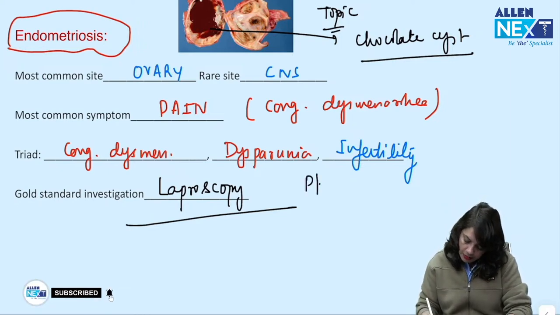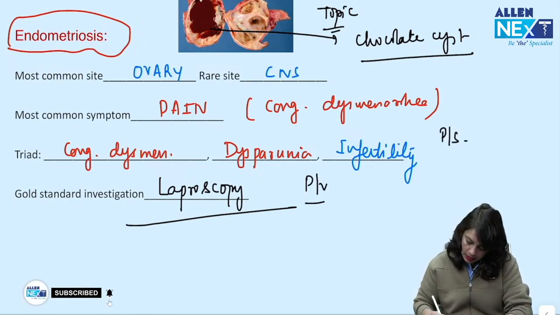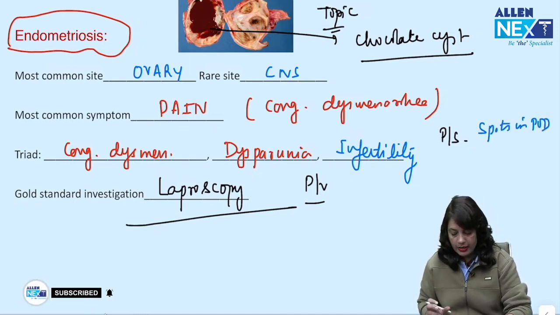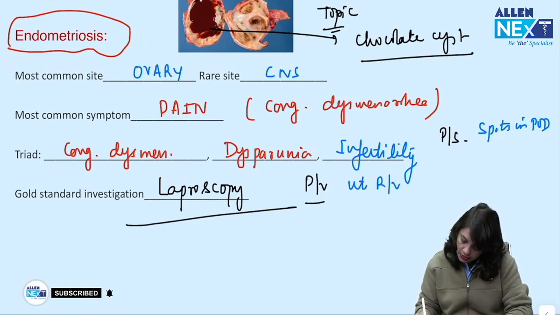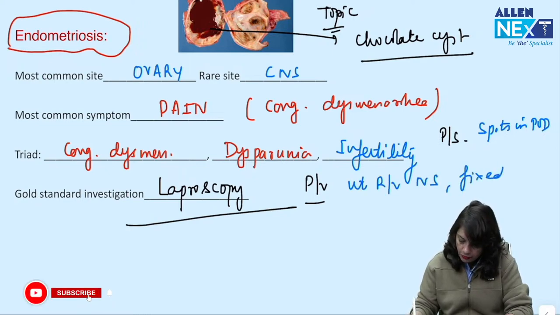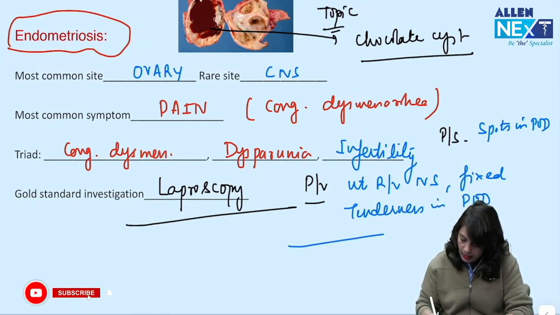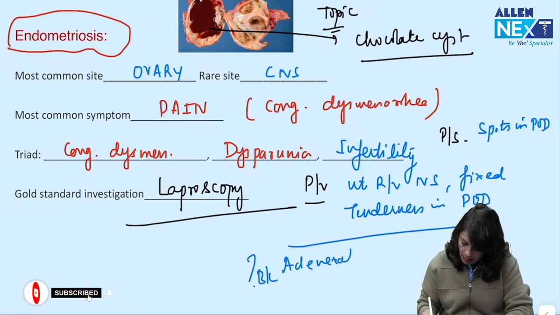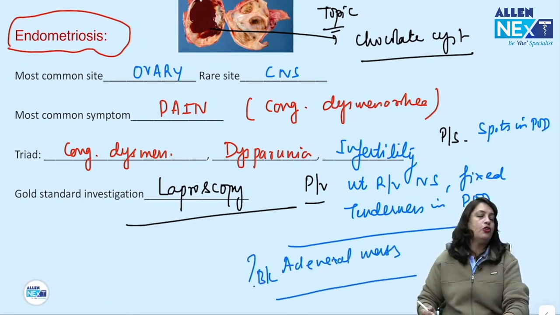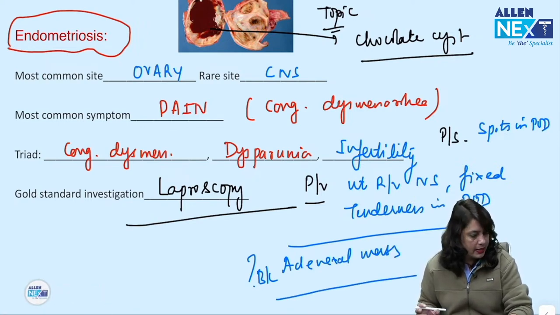Now what is the per vaginum finding in endometriosis? In per speculum you can see the puckering spots in the pouch of Douglas, that is endometriotic spots, and in the per vaginum examination the uterus is retroverted, normal size, fixed, and there is tenderness in the pouch of Douglas, or there can be bilateral adnexal masses. If it is chocolate cyst of ovaries, you might get bilateral adnexal masses in the patient during examination.